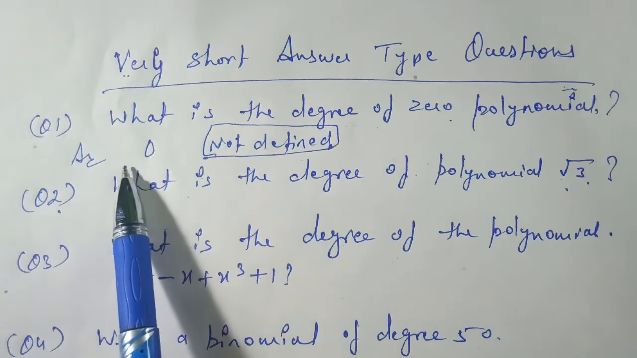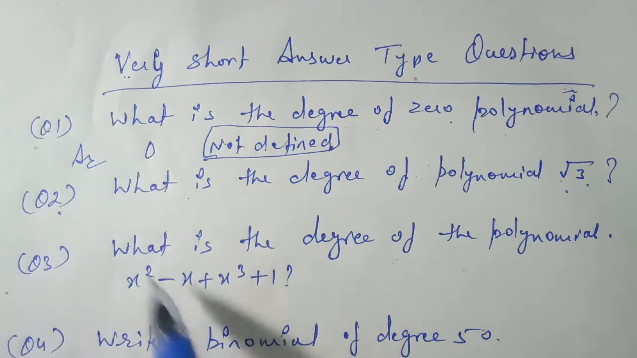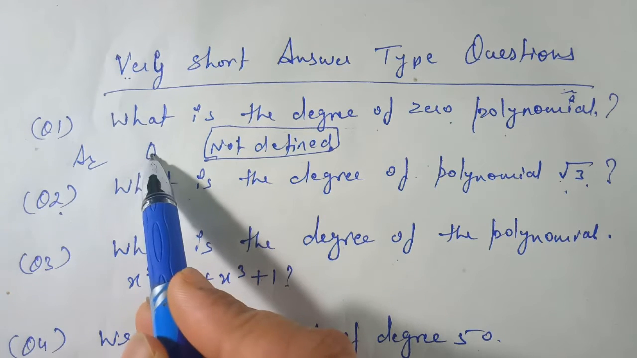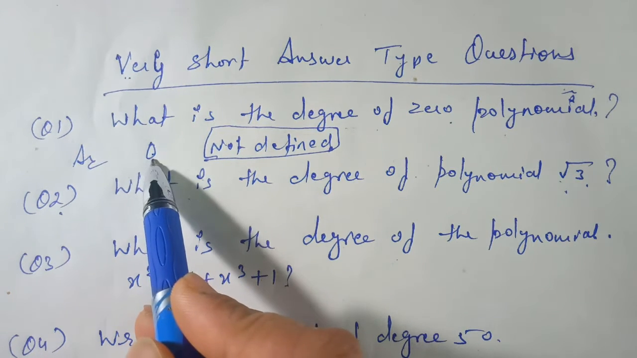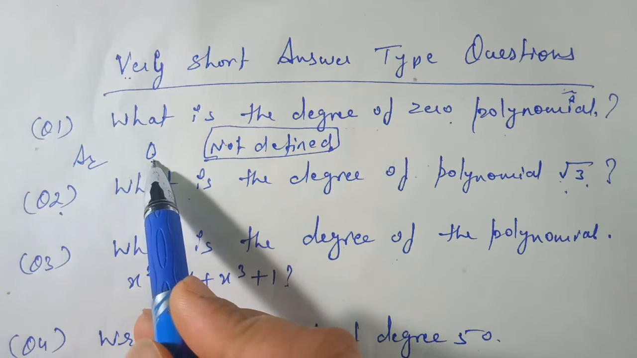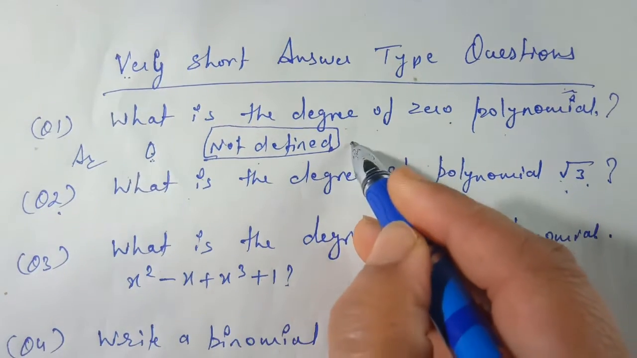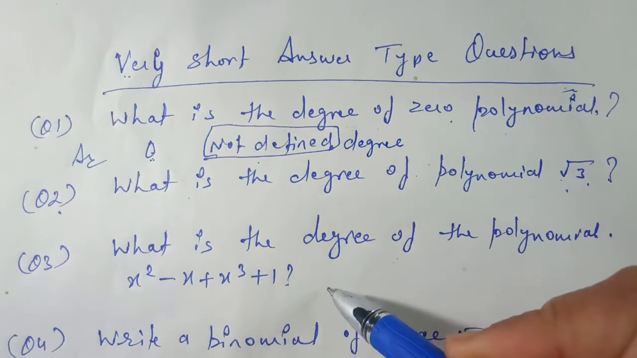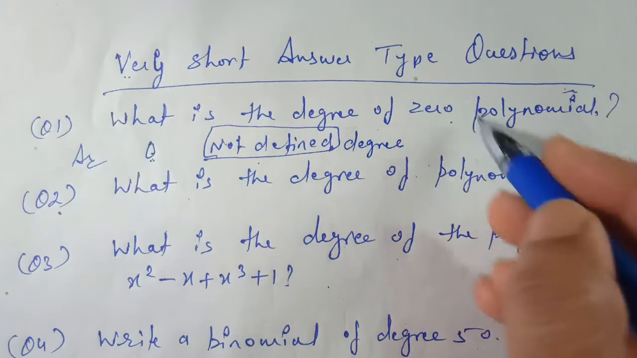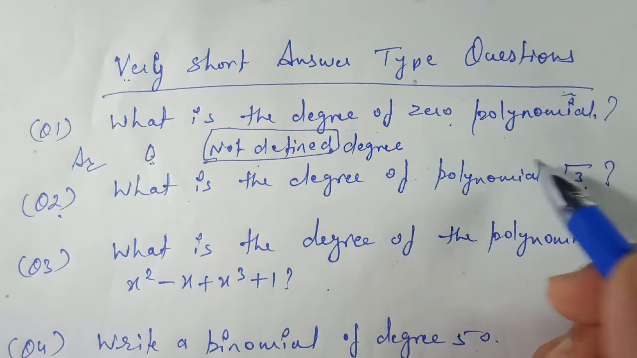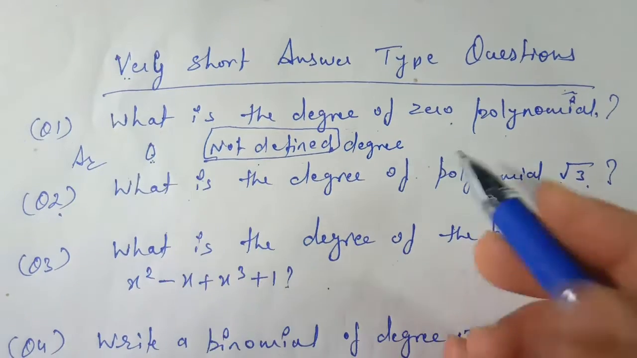So the degree of the zero polynomial, if we say zero polynomial, means we have to take the constant number 0. Zero polynomial means the constant number 0. Then we will say its degree is not defined. Now why is its degree not defined? Because we cannot decide what is the highest power of the zero polynomial.